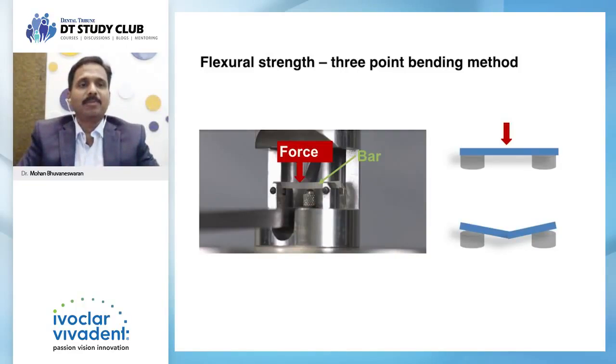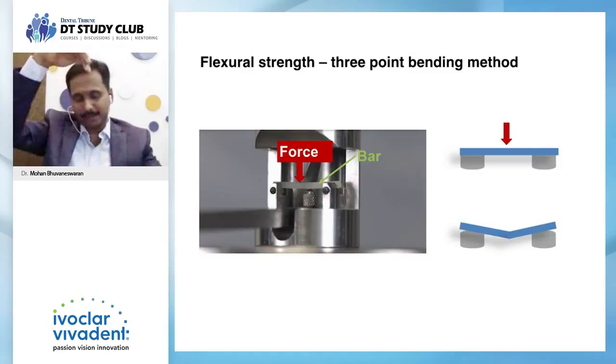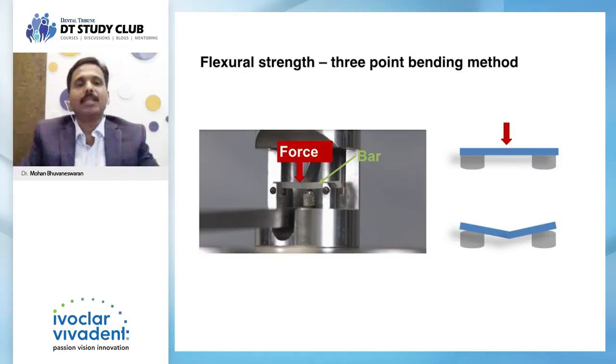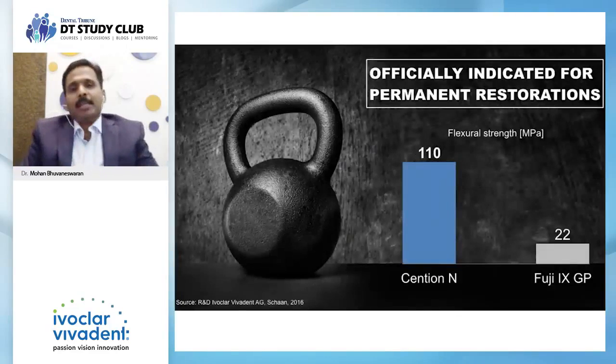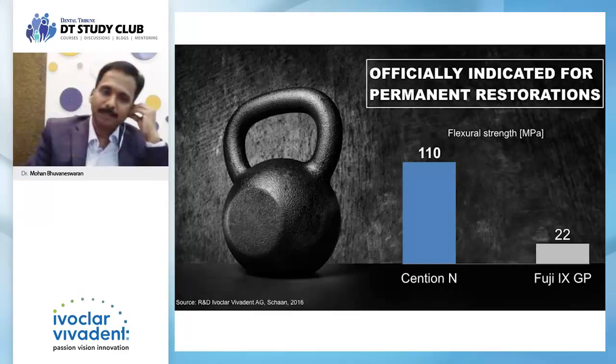I think my dear postgraduates listening to this webinar would know how we do that on the universal testing machine. We call it the 3-point bend test, wherein the restorative material is held in two places and the jig, the knife, moves from above, and then we break the material and find out. What did they find out? What did these Ivoclar guys find out? They found out that the flexural strength is way higher compared to glass ionomer. 110 is what they promise, provided you mix them properly, you get the best physical properties.